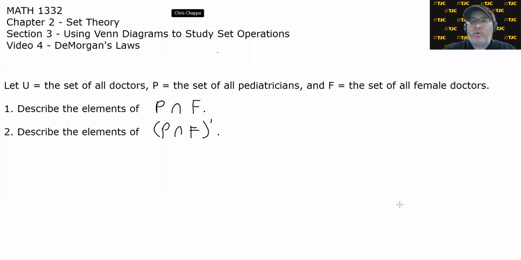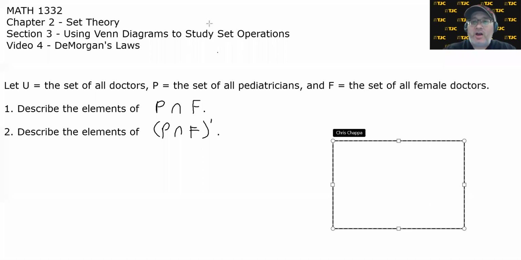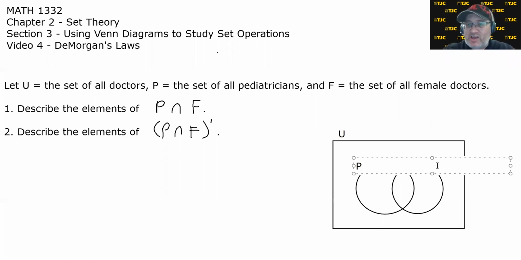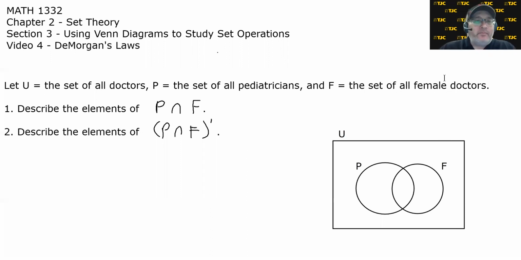We could easily draw a quick Venn diagram for this. We just need to set up a couple of circles, have our universe here, and we could say that this circle represents the pediatricians, and this circle represents the female doctors. Notice I use letter choices that make sense here, P for pediatrician, F for female. All right, let's start by describing the elements of P intersect F.